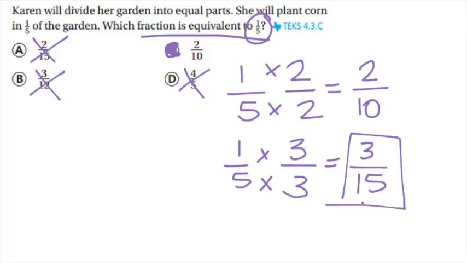Feel free to press pause if you need some time to catch up. Otherwise, let's move on to question 4.